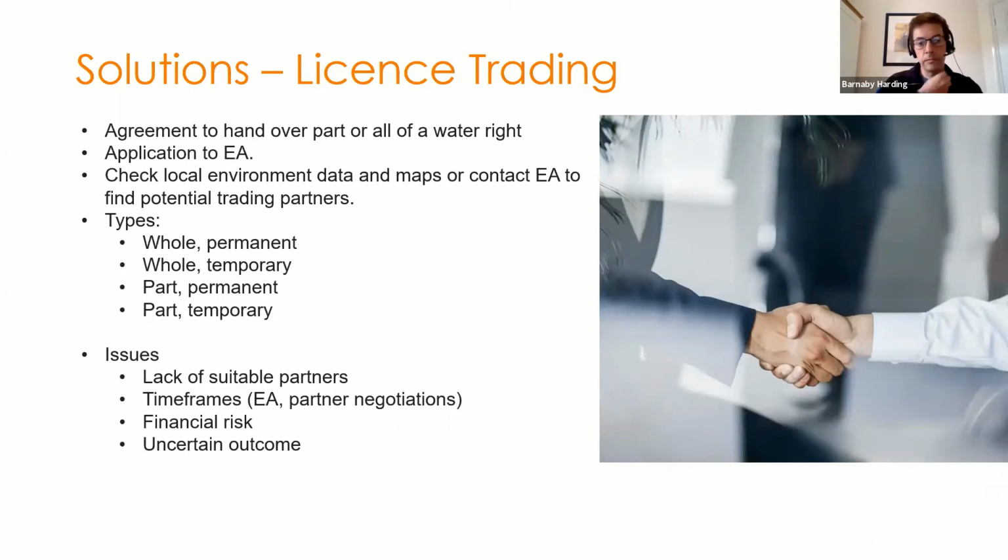There are issues with this. Finding suitable partners is obviously the main one. There may not be people who are wishing to trade. Timeframes is another issue. There's obviously an EA process to be gone through, but there's a partner negotiation to be gone through as well, because this is essentially a private agreement, albeit done through the EA to formalise it. So there's a financial risk there, as well as a time risk. The outcome of all of this is uncertain. You don't know whether you're going to find a trading partner or whether they're going to be suitable to deal with. So some uncertainty there.